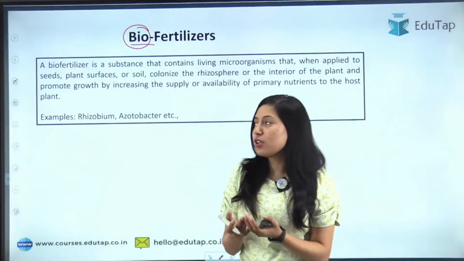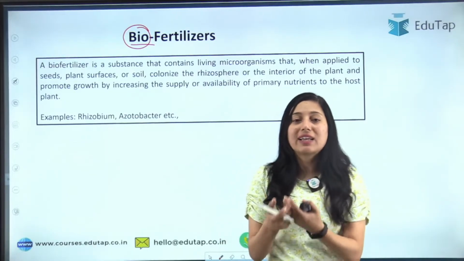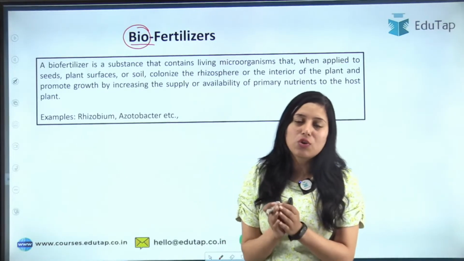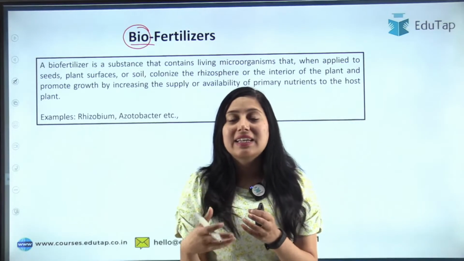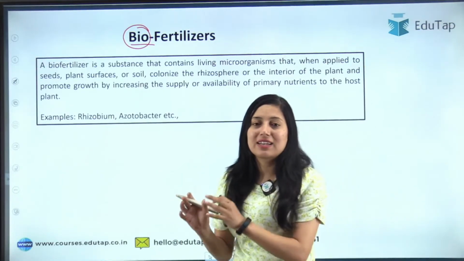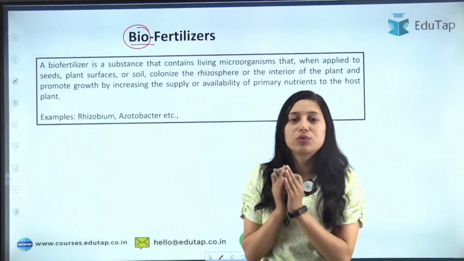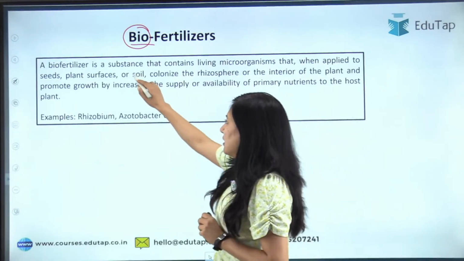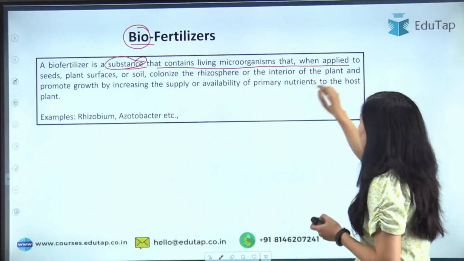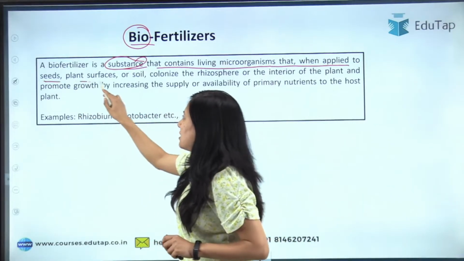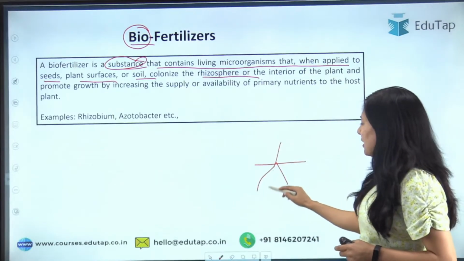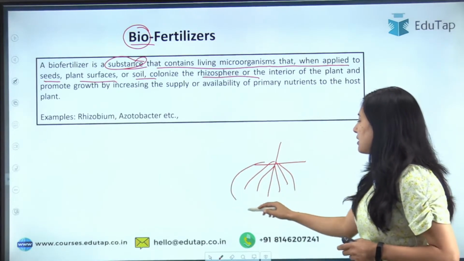Now it's our duty to identify such organisms that are useful for us, right? So biofertilizers are such organisms which are added to the soil, added to the crop, and they increase the nutrient availability to the plant. The work of these biofertilizers is to increase the availability of nutrients to the plants. Clear? So a biofertilizer is a substance, you can say an organism, that contains living microorganisms that when applied to seeds, plant surface or soil colonizes the rhizosphere. Rhizosphere is basically the area around your root. Okay, this is called rhizosphere.